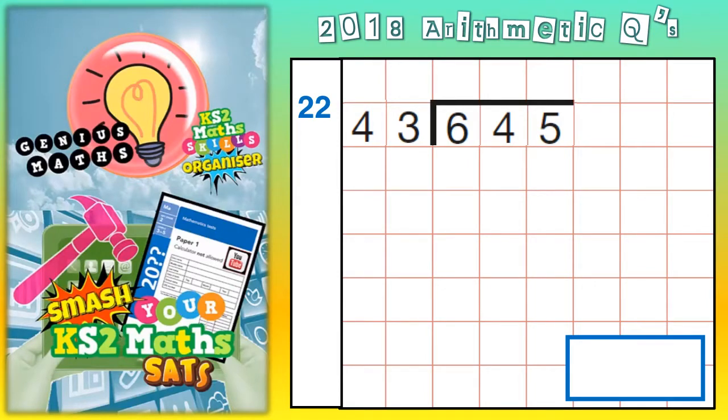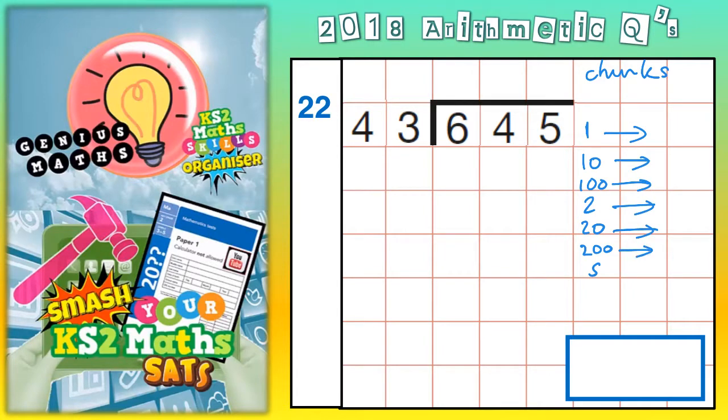Welcome Arithmetic Ninjas to question 22, and this one is dividing 645 by 43. Now it doesn't look like this one's going to work out very easily, so we're going to use a chunking method. So we're going to write my chunks of 43 at the side. I'm going to have 1 lot, 10 lots, 100 lots, 2 lots, 20 lots, 200 lots, and 5 lots. These are the chunks that will usually enable you to answer any question.